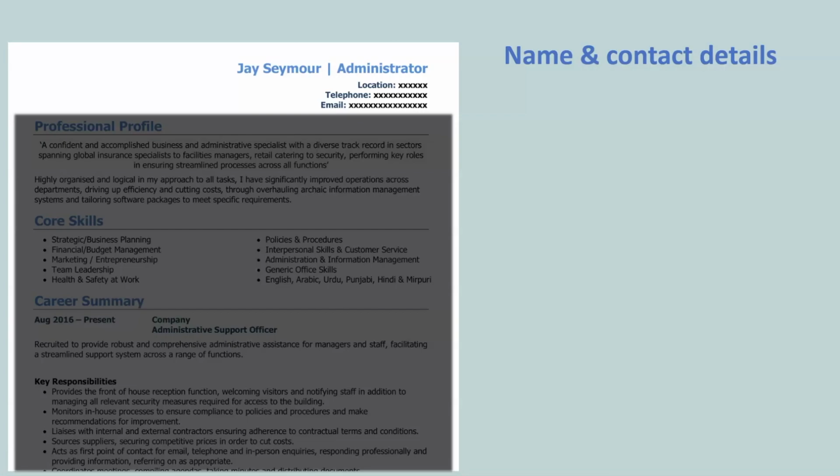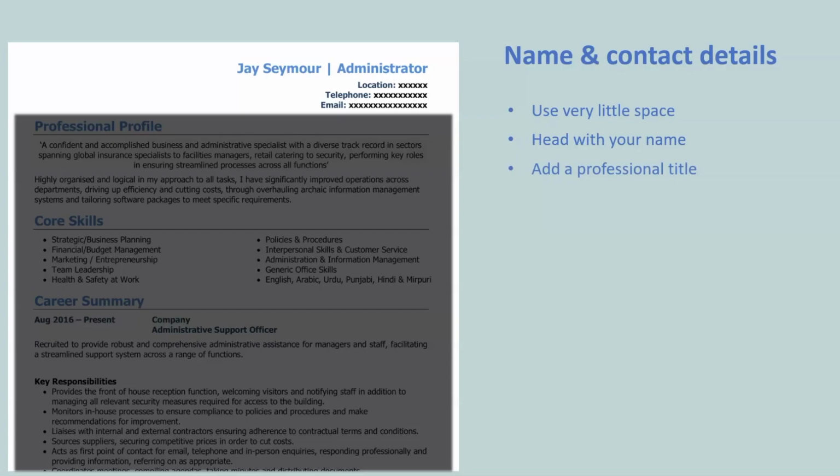So starting with your name and contact details, use as little space as possible to fill out your name and contact details, because your CV is really designed to sell your skills, your experience, your knowledge. So don't take up too much space with your name and contact details. Simply head with your full name and give yourself a professional title.